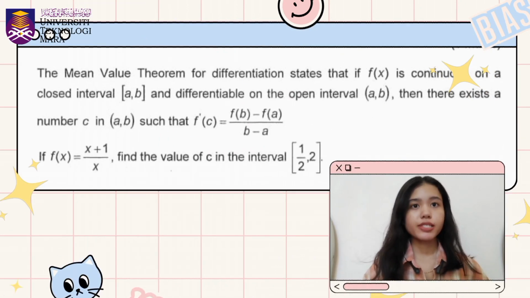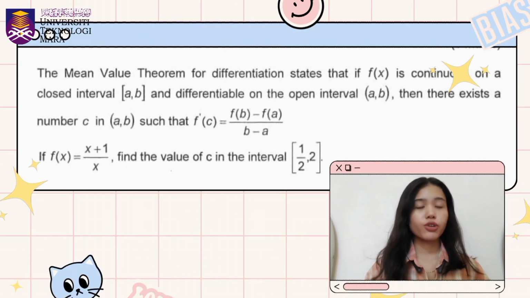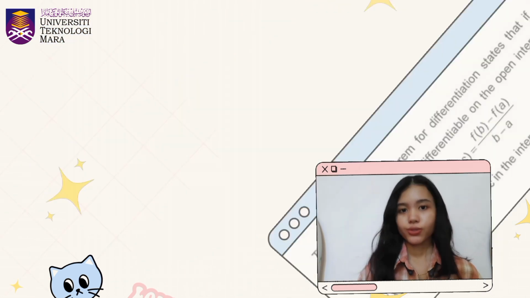The mean value theorem states that if f(x) is continuous on a closed interval [a, b] and differentiable on the open interval (a, b), then there exists a number c in the open interval (a, b) such that f prime c is equal to (f(b) minus f(a)) over (b minus a). If f(x) is equal to x plus 1 over x, find the value of c in the closed interval [1/2, 2].